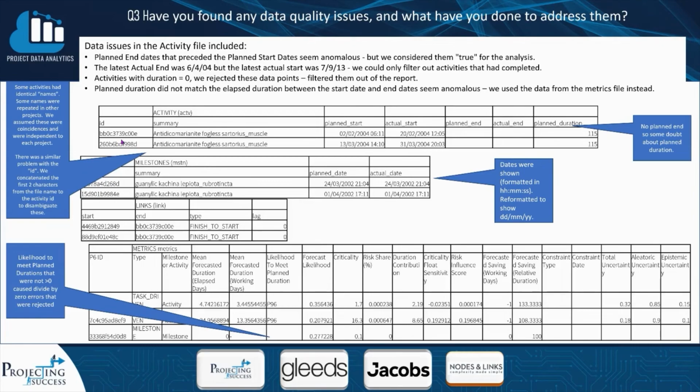There were some problems with activity IDs and activity names that were identical. For the activity IDs between different projects, we concatenated the first 2 characters from the file name to disambiguate those. There was a division by 0 that we resolved by rejecting those.